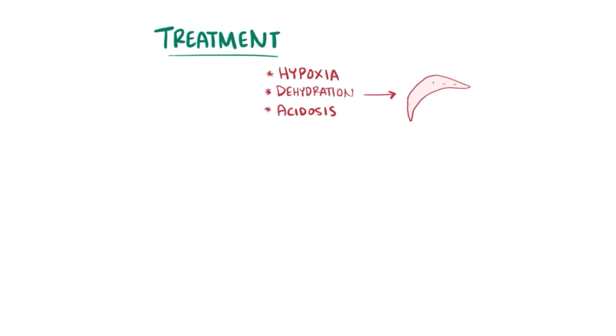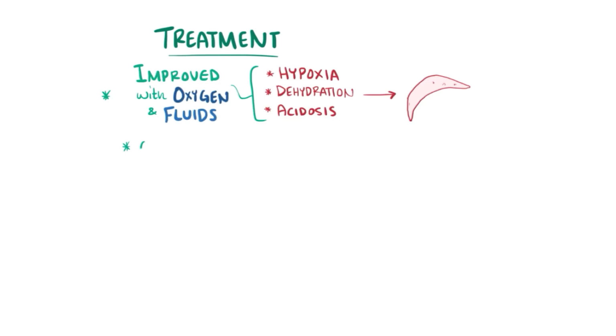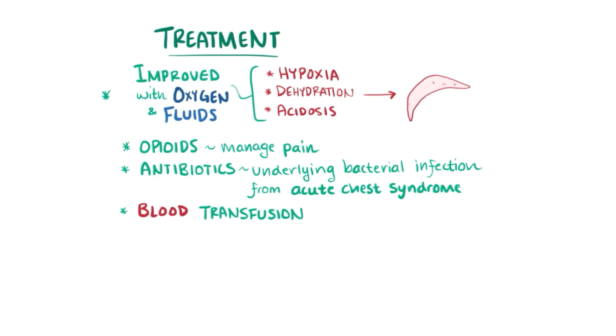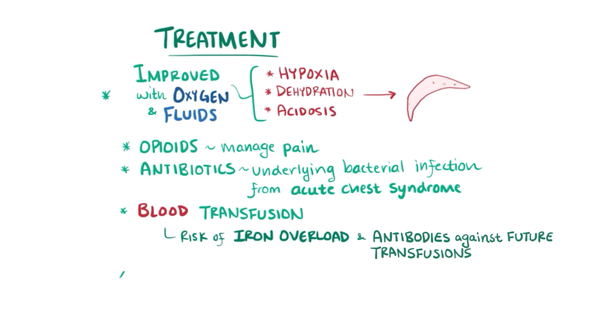The factors that cause red blood cells to sickle, which are hypoxia, dehydration, and/or acidosis, can be improved with oxygen and fluids, which are mainstays of treatment. In addition, opioids are usually used to manage pain, and antibiotics are used to treat any underlying bacterial infections causing acute chest syndrome. Occasionally, blood transfusions are also used, but the risks of multiple transfusions include iron overload and the risk of developing new antibodies against future blood transfusions.